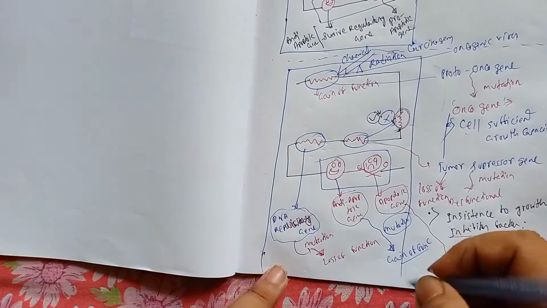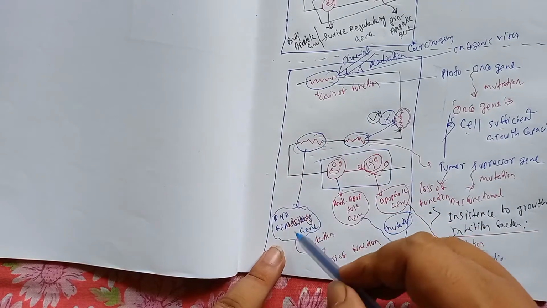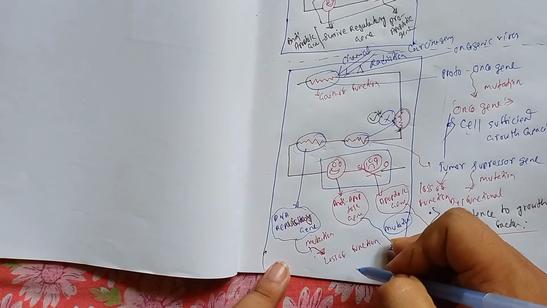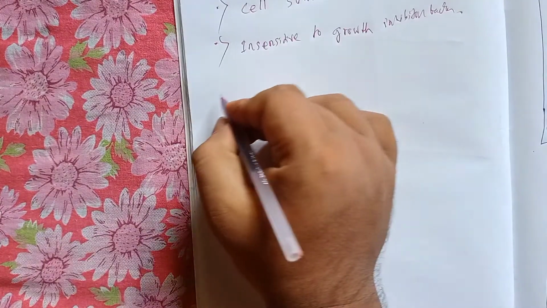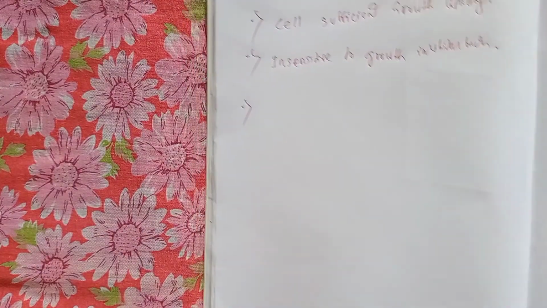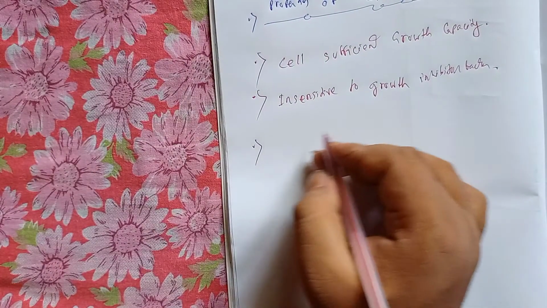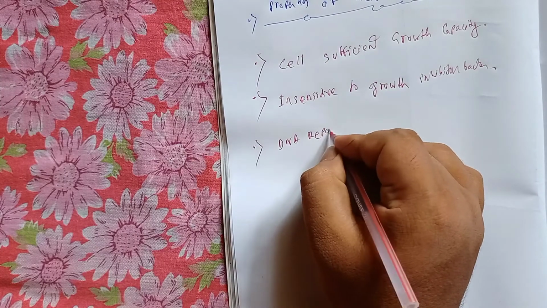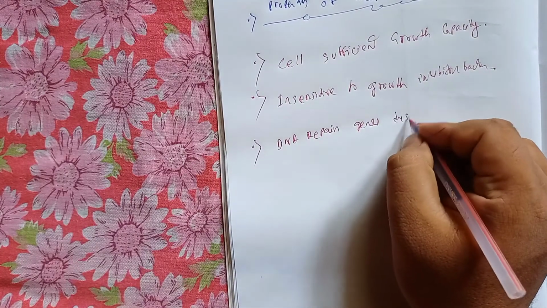Okay, the third point, then, we can say the DNA repair genes dysfunctional. If something is wrong out here and here, there are the DNA repairing genes, and there is also mutation, so loss of function. So we can say another property, DNA repair genes dysfunctional.